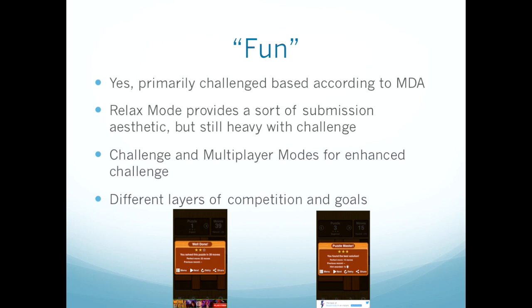The reason it's so challenging is because the puzzles are actually hard by themselves, but then there are different layers of competition and goals. For example, one goal would be to get 3 stars on a puzzle by hitting the optimal move sequence. But if you can't do that, but you still want to better your score, you can keep playing the puzzle over and over again until the move counter actually goes down. And I feel like this introduces replayability, and that's why it's fun for me.